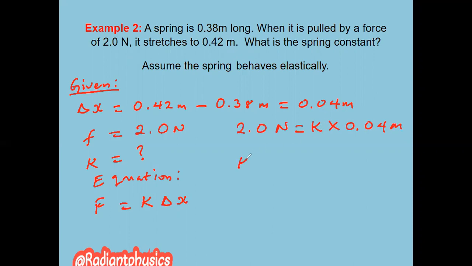Which means K is now equal to 2.0 Newton divided by 0.04 meters. When we divide this, we should have 50 Newton per meter. So this is the unit of the spring constant. So you can see how to apply the Hooke's law equation.